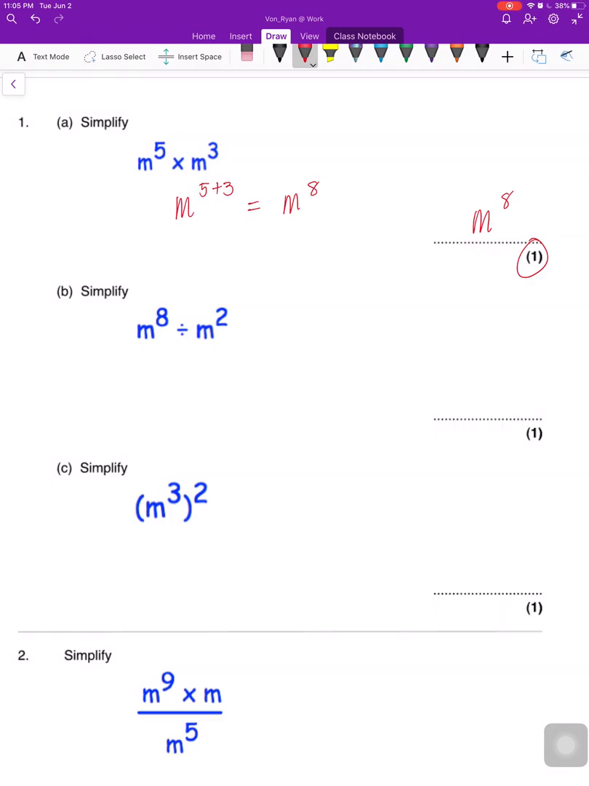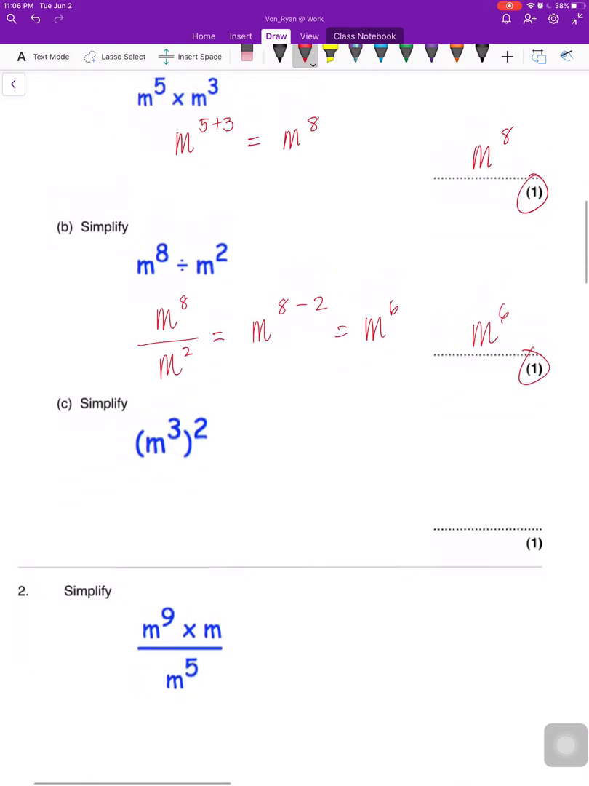This one is quotient of powers. So m raised to 8, I usually write it this way, divided by m raised to 2 or m squared. So it's going to be m raised to 8 minus 2, and that's going to be m raised to 6. Now be careful, you're not dividing the indices, you are subtracting them. The third one, for letter C, is power of powers. So that's m raised to 3 times 2. So that's m raised to 6 as well.